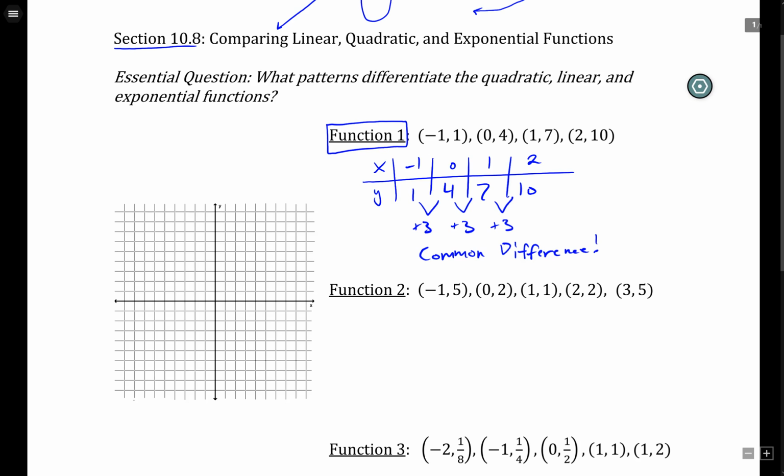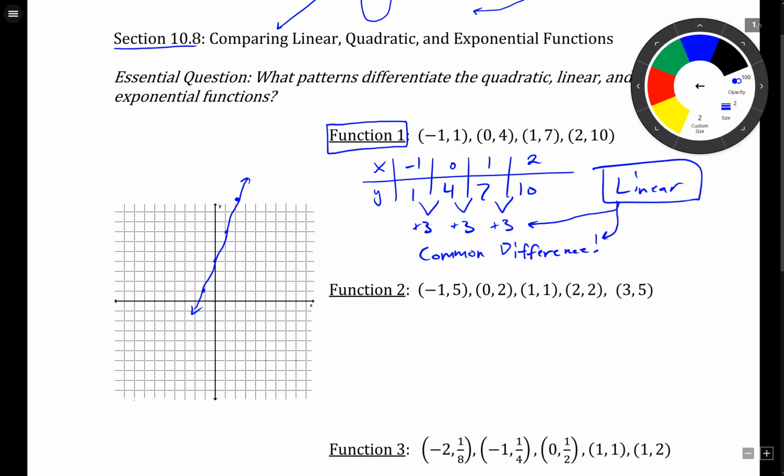Let's look at what these points look like on a graph. -1 up 1, over 0 up 4, over 1 up 7, over 2 up 10. Oh hey, these points are in a nice straight line. So this is a linear function. The way we can tell just by looking at the table is they have a common difference. Okay? Let's look at our next function.